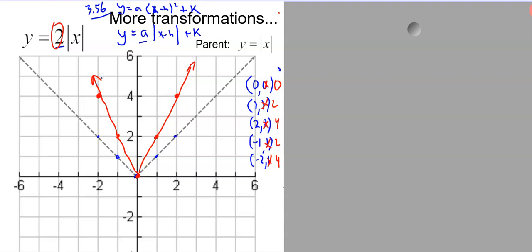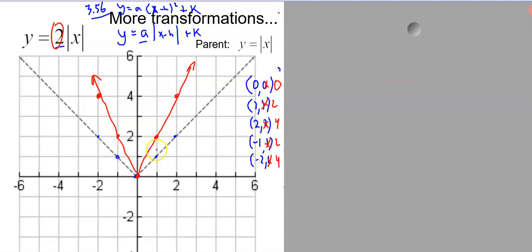It's gotten skinnier. So when the a value is bigger than 1, that's called a vertical stretch. When it's smaller than 1, it's a vertical shrink. And really, that's the only transformation happening to this one. You would say it's a vertical stretch by a factor of 2.